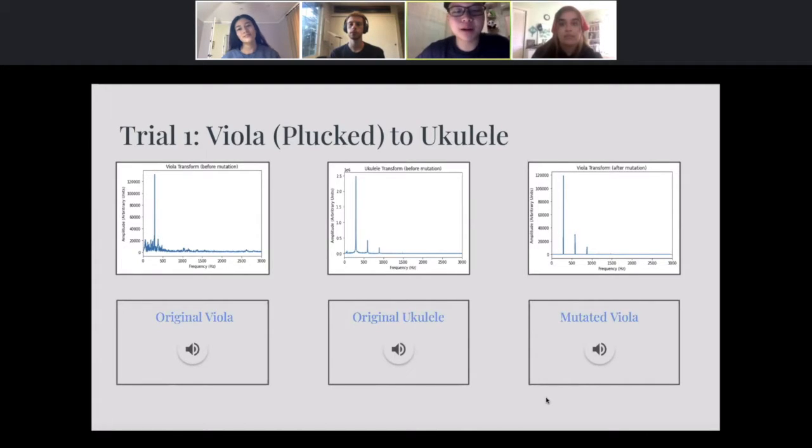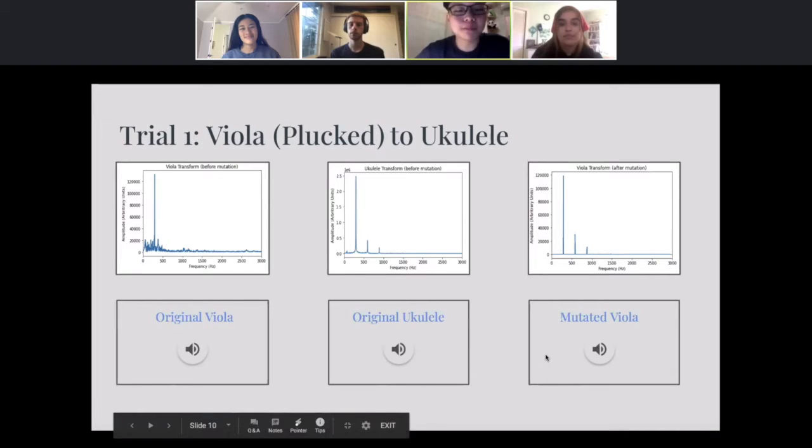The viola sounds totally different after mutation, right? And it does sound like a ukulele, as we expected.